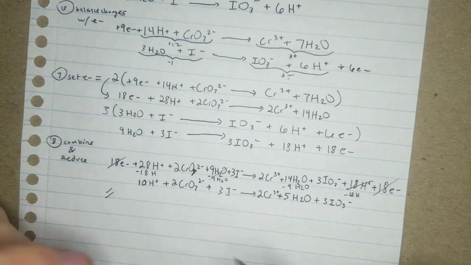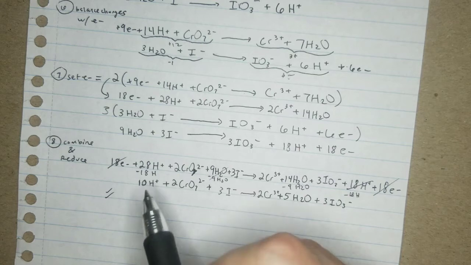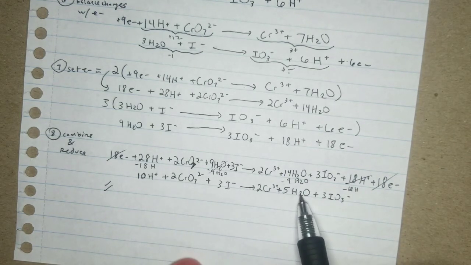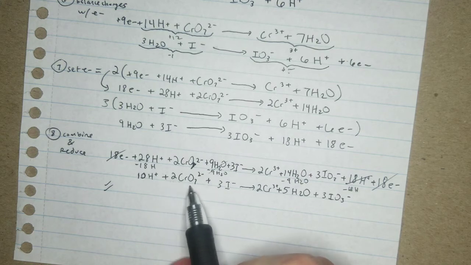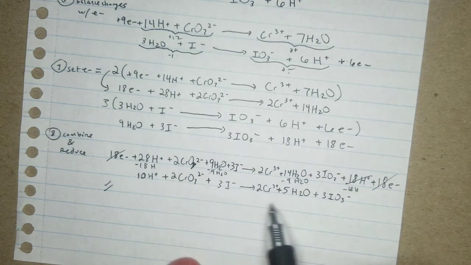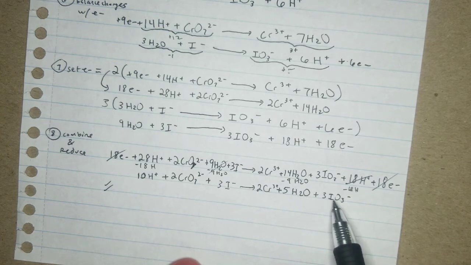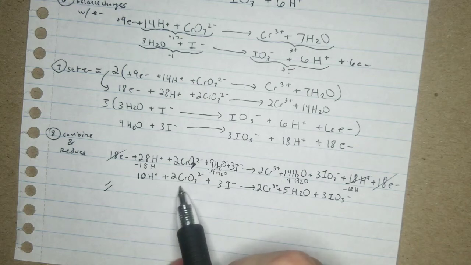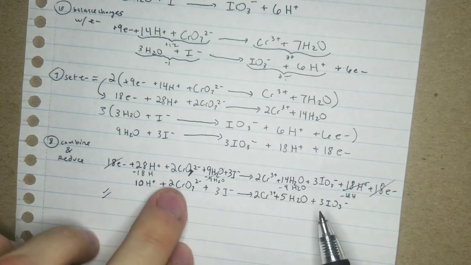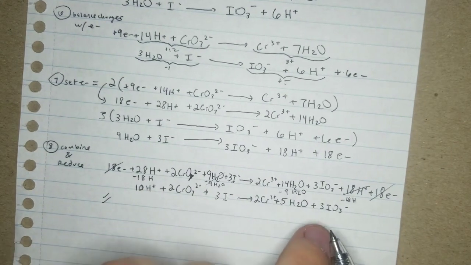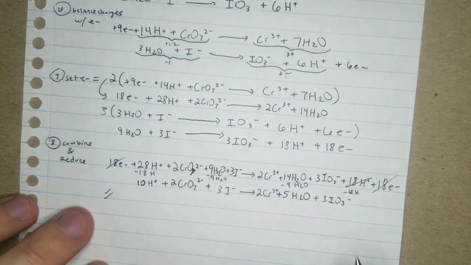But the other thing we can check is the number of elements. So we have 10 hydrogen here, and then we have 5 times 2 is 10. We have 2 by 7 oxygen, so 14. We have 5 plus 3 by 3 is 9. There we go. We have the Cr, 1 here, 2 here, 2 here. And then I, 3 here, and 3 here. All right, cool. So we're good to go on that.